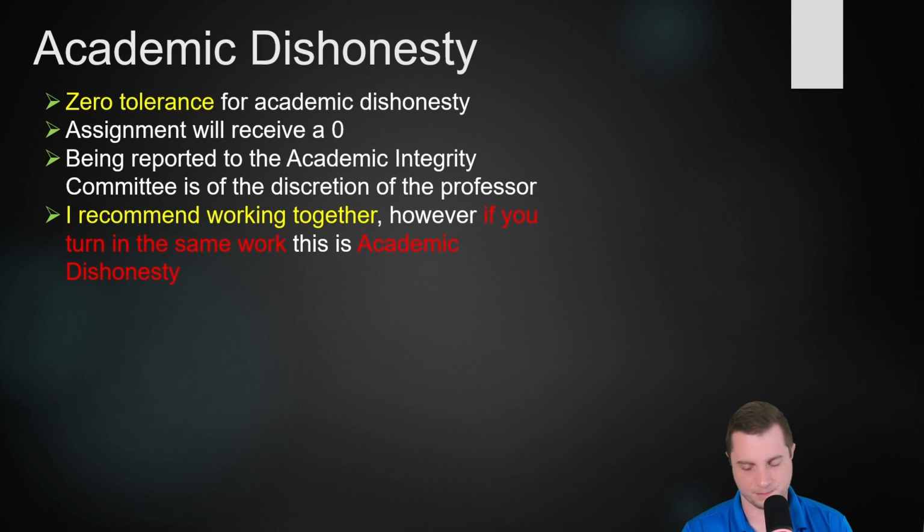Academic dishonesty. Okay. So we have a zero tolerance policy. If we find that you have turned in something that is academically dishonest, that assignment will receive a 0. Okay. This will also be turned in to the academic integrity committee. Well, actually, it's going to go through the chair first. You'll have a sit down with the chair, but then he will send it to the academic integrity committee.